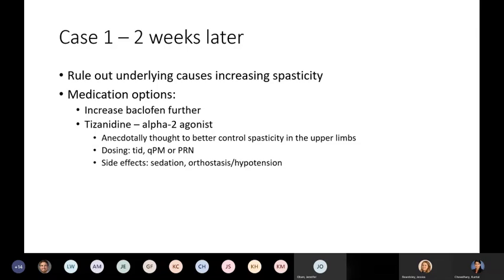Dosing is classically TID. It also can be pretty significantly sedating, as well as have some issues with hypotension. So depending on the patient's presentation, when their spasms are bothersome, what kind of control you're trying to achieve, bedtime dosing is not incorrect and may be helpful. And tizanidine itself, I will sometimes use as a PRN. It does have a little bit of a faster onset, and it gives a sense of relief of spasm initially. So sometimes people will find it helpful as an as-needed medication.